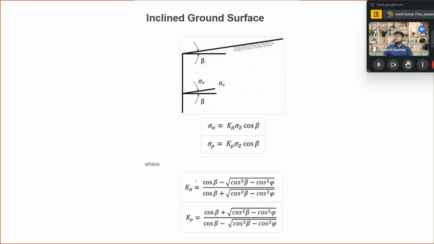Now there is another case which we have not discussed: at any point alpha, when we are interested in calculating active earth pressure and passive earth pressure, and the soil is at an inclination beta, what are the earth pressure coefficient formulas? That becomes also very much important. The first interrelation represents sigma A, the active case, and the second, which represents Kp sigma z into cos beta, is for the passive, right?